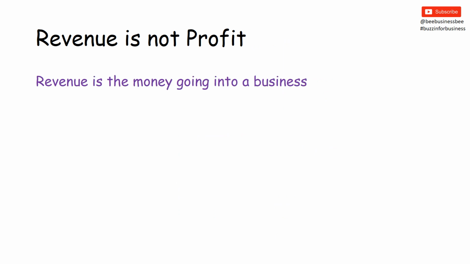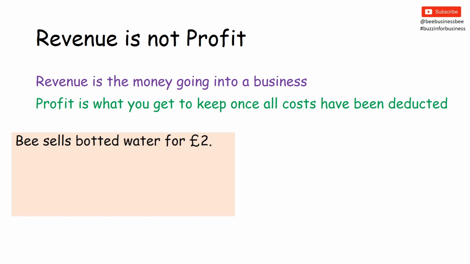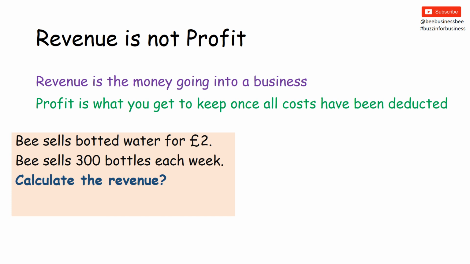Revenue is not profit. Revenue is money that goes into a business. Profit is what you get to keep after you've taken away all your costs. And I think let's use an example to think about here. B sells bottled water for £2. B sells 300 bottles a week. So what is B's revenue?